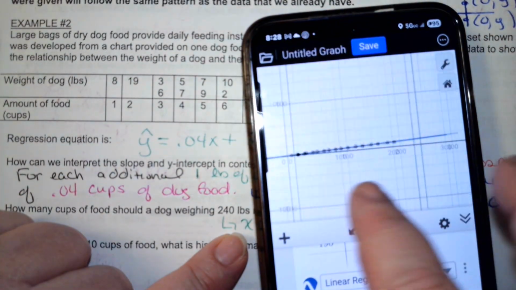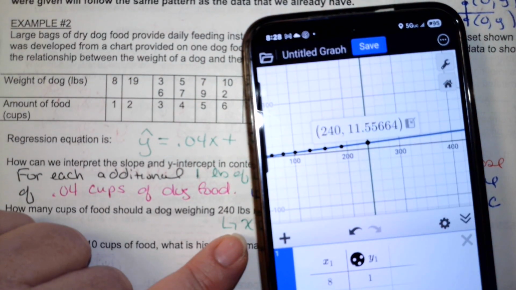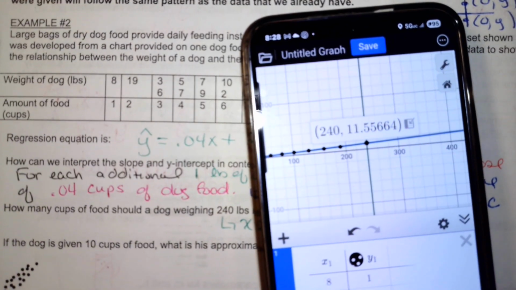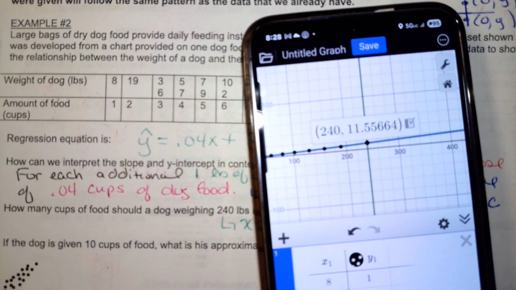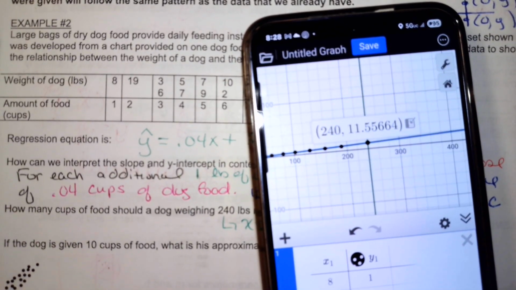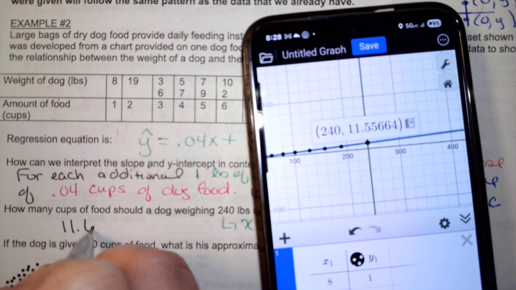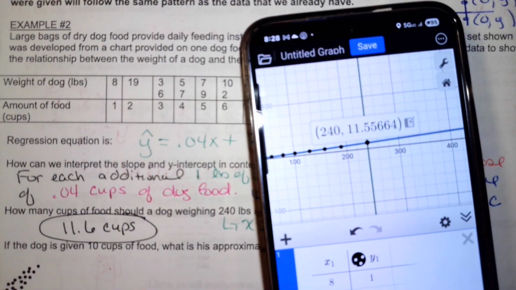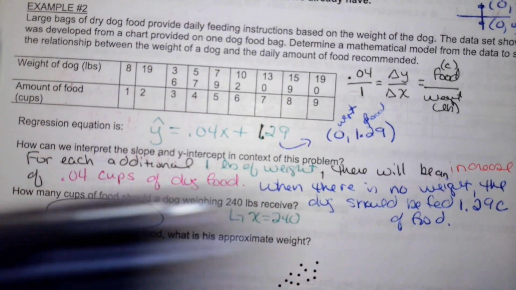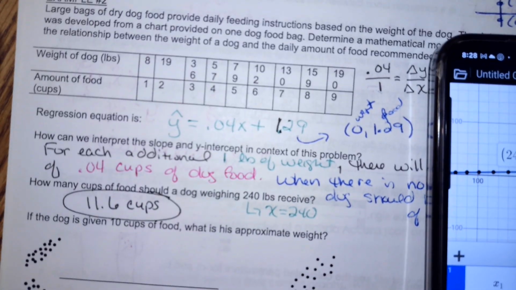So how many cups of dog food should they eat at one eating? 11.6. He ain't getting 11 points. He might get 5. He ain't getting 11. You gotta cut some weight, buddy.